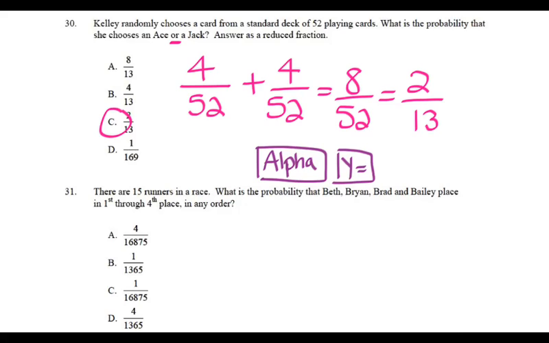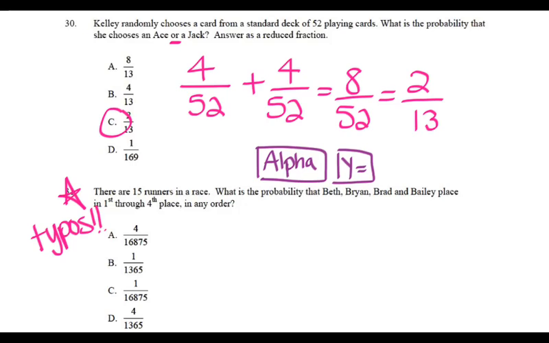Alright, 31. You also need to star this one because, again, massive typos, and I do apologize for that. There are 15 runners in a race. What is the probability that Beth, Brian, Brad, and Bailey place first through fourth place in any order?